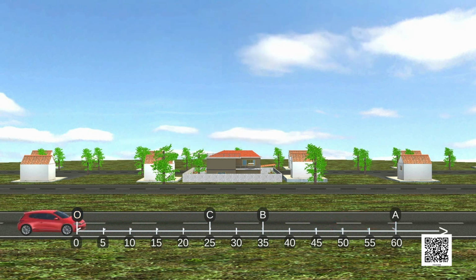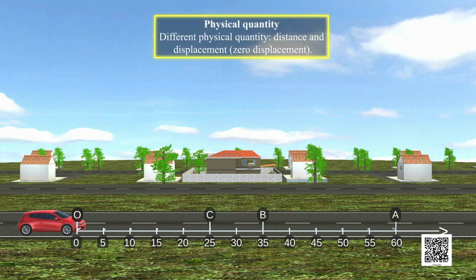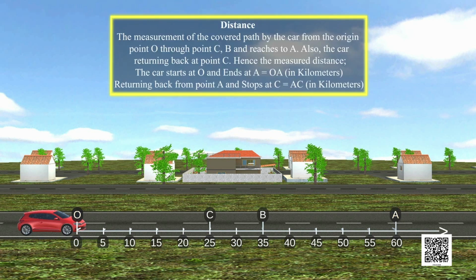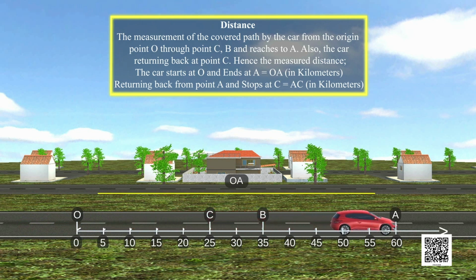Let us see physical quantity in straight line motion. Different physical quantities: distance and displacement, zero displacement. Distance is the measurement of the path covered by the car from the origin point O through points C and B and reaching A. Also, the car returns back to point C.